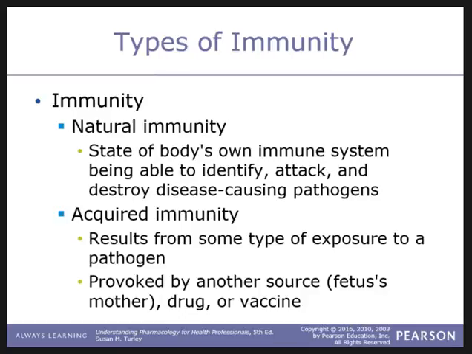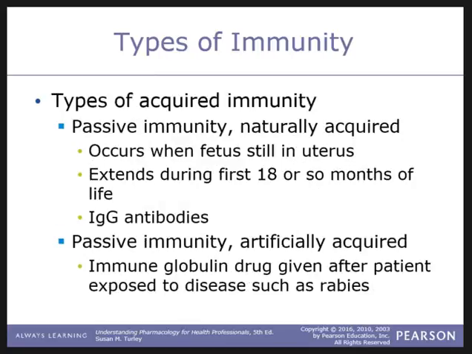When we talk about acquired immunity, there are two types: passive immunity and active immunity. There are components of passive immunity. There's naturally acquired passive immunity, and that's what happens when a fetus is in utero. It extends about for the first year and a half of a baby's life. And it's primarily composed of IgG antibodies, immune globulin G, which is pretty effective against most viruses.